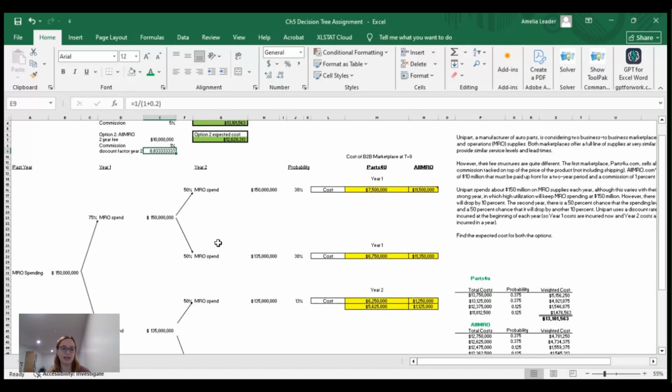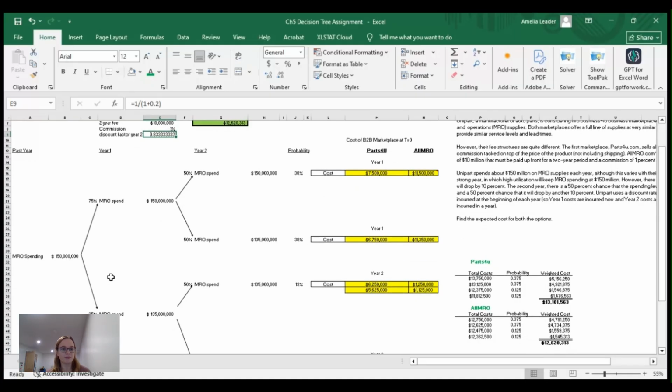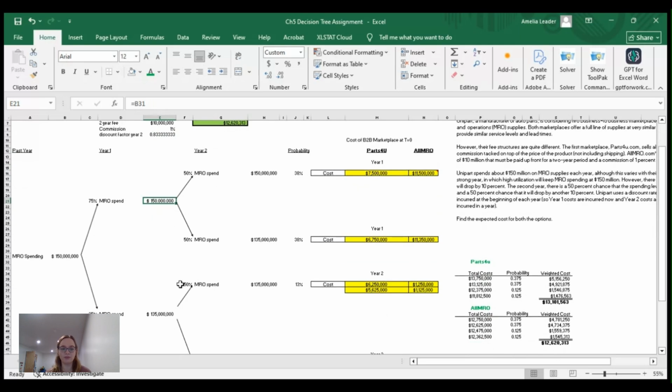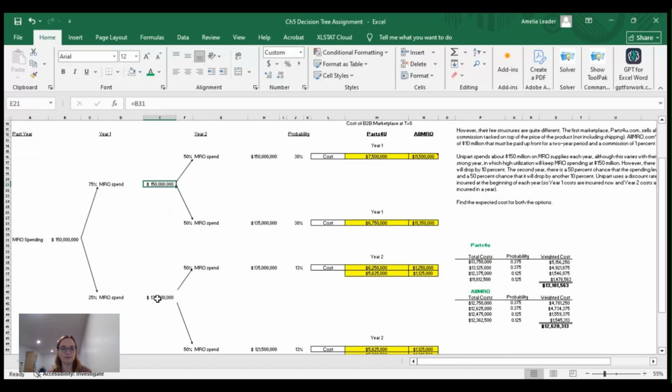And so we have in our first year, there's a 75% chance that the MRO spend will stay the same, so it stays at 150 million, but there's a 25% chance that it drops by 10%. So in this cell, we just simply refer to B31, which is here, and then for the 25% chance of drop, we simply put 0.9 times this to get 135 million.